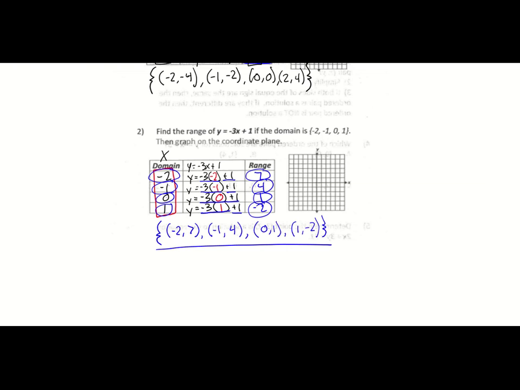But writing it down here helps you see your points all together. So our first point, we have -2, 7, which is a little off our graph up here. Then we have -1, 4, 0, 1, and 1, -2. Again, we can connect those all together with a straight line.